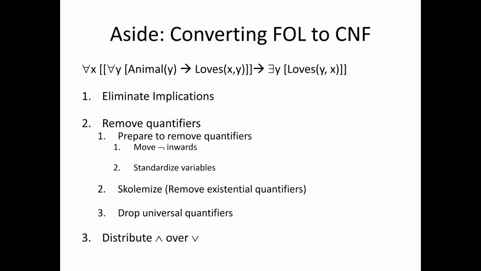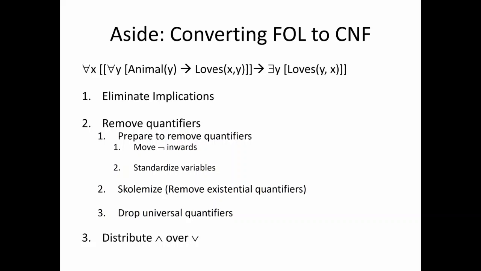So we have a sentence that says, for all X, for all Y, animal Y implies loves XY. That whole thing implies there exists Y such that loves YX. So for all X, if X loves all animals, then there exists an animal that loves X back, I guess. Okay, so how do we change this to CNF?